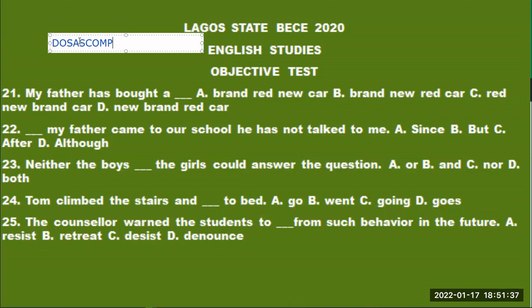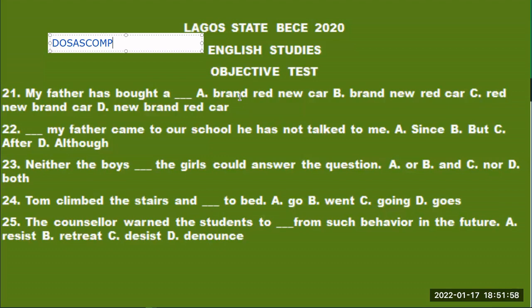So now looking at this, brand here is opinion. When we talk of opinion, we use adjectives of quality. Like if you say a woman is beautiful, that is an opinion. If you say a woman is ugly, that is an opinion.